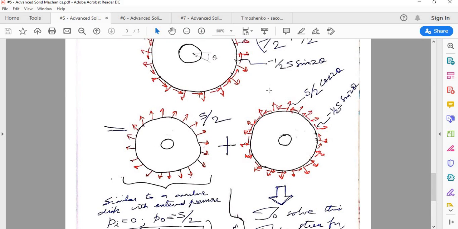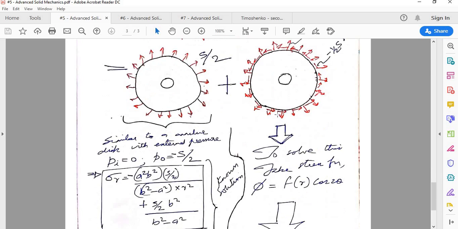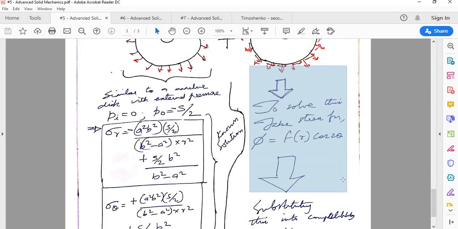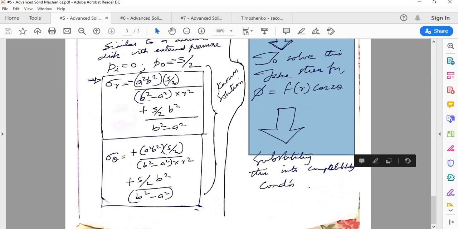Now another possibility is I can ask you the exact same question. A circular plate is subjected to uniform external sigma r load of S by 2 cos 2 theta and a uniform shear stress along the boundary of minus half S sin 2 theta. What is the solution for the stress at any given point? It is nothing but the entire derivation from this point that continues.